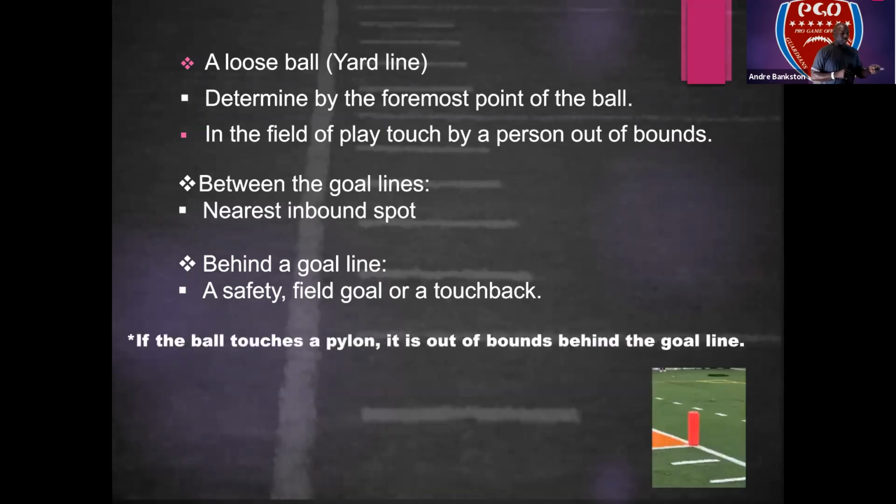All right, and if the ball touches a pylon, it is out of bounds behind the goal line. So if it touches that little orange thing there, it's out of bounds behind the goal line. So it's going to be either a safety or a touchback. I mean, not a field goal. It's going to be a safety or a touchback, obviously. It can't be a field goal.